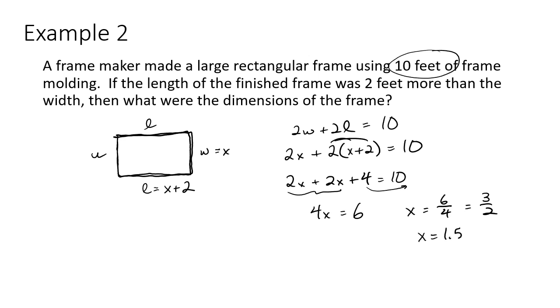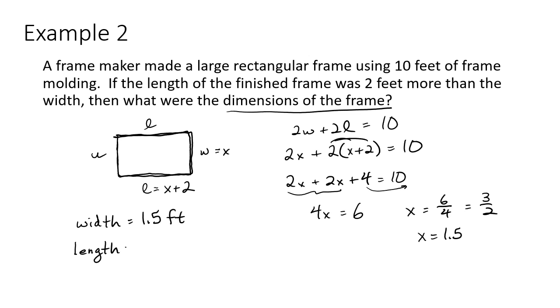If x is 1.5, again, don't just put a box around that and say you're done. You haven't answered the question yet. They were asking for the dimensions of the frame, length and width. So we need to answer that. The width was just x, so width in this case would be 1.5 feet, because that's what our x is. Length was 2 feet longer than that, 1.5 plus 2, so it would be 3.5 feet.